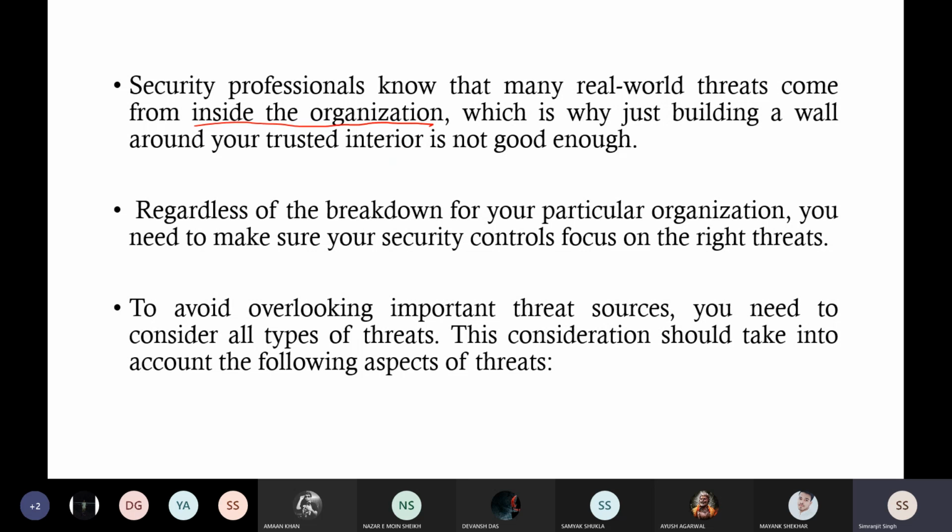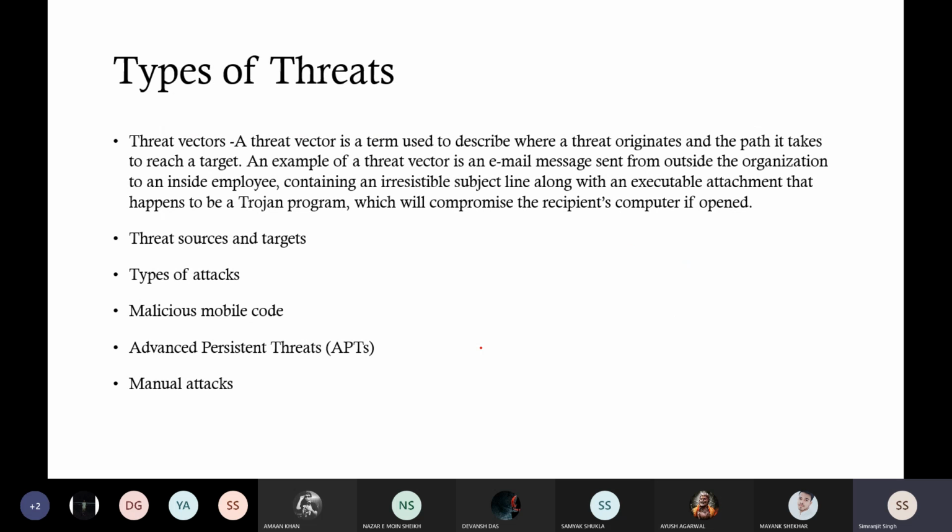These are some points related to it: regardless of the breakdown for your particular organization, you need to make sure that your security controls focus on the right threats, and to avoid overlooking important threat resources, you need to consider all types of threats. So these are some frameworks that you have to keep in mind. Some of the important threats are listed there, mostly what we have studied. You have seen manual attacks, where you physically get into the building and get inside the server. Types of attack we can find include viruses, worms, computer worms. All of these come under types of attack, threat sources and threat targets.